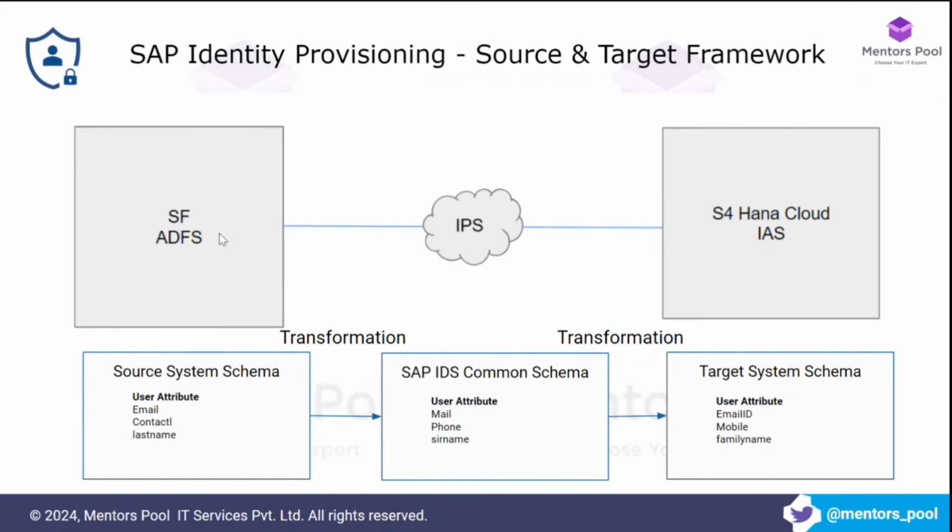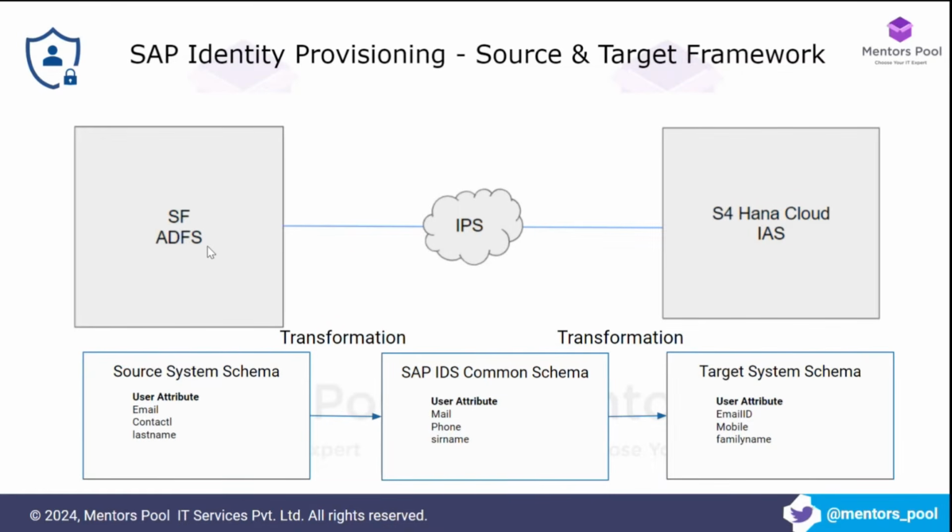You have all the users available in SuccessFactors, and you are implementing S/4HANA and you want to replicate all identities from that SuccessFactors to S/4HANA Cloud. You can use SuccessFactors as a source system in IPS, and the target system will be S/4HANA Cloud, right? Or say you have Azure AD where you have users maintained.